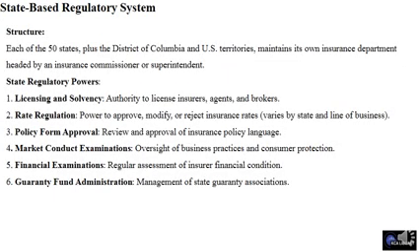I want to look at the state-based regulatory system structure. Each of the 50 states plus the District of Columbia and US territories maintains its own insurance department headed by an insurance commissioner or superintendent. The state regulatory powers are licensing and solvency, rate regulation, policy form approval, market conduct examination, financial examination, and guarantee fund administration. Licensing and solvency: authority to license insurance agents and brokers. Rate regulation: power to approve, modify, or reject insurance rates, which varies by state and line of business.